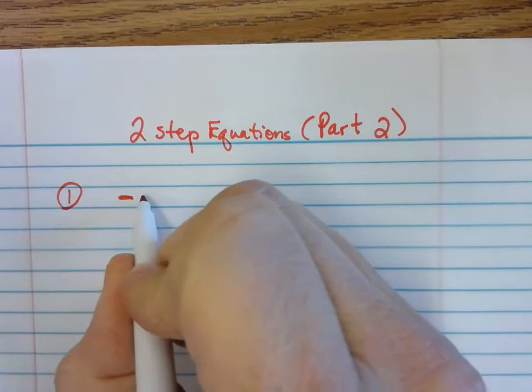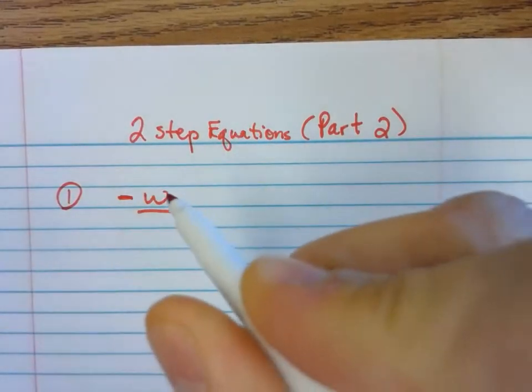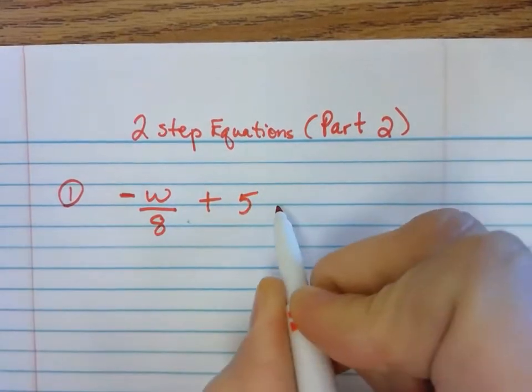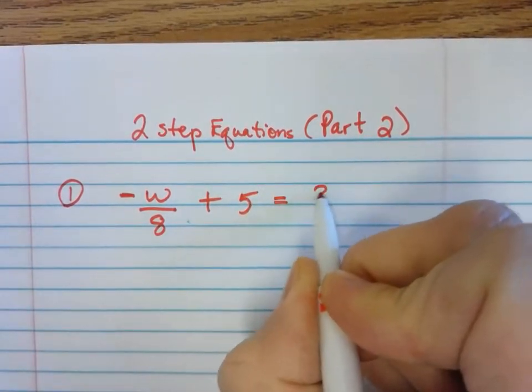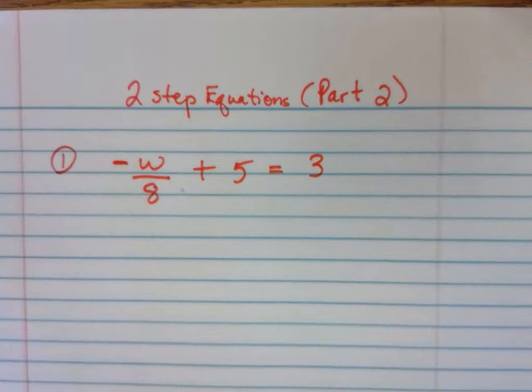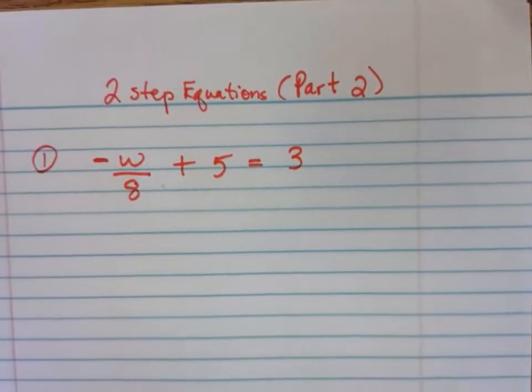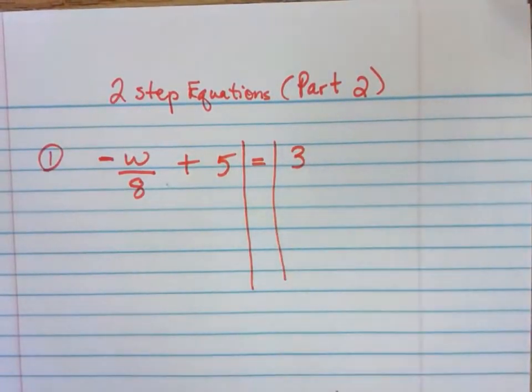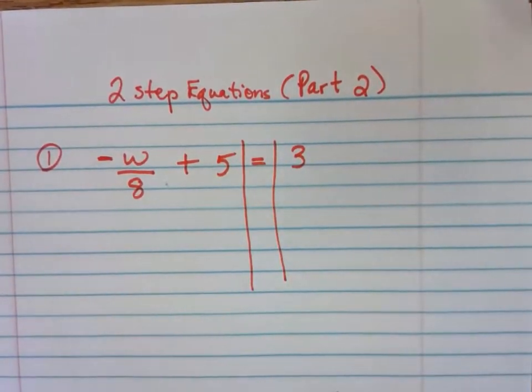We've got negative W divided by 8 plus 5 equals 3. All right, we'll start there. Okay, that looks familiar. So we'll start out with some familiar ground here, and then we'll take it to some new territory. All right, again, I would encourage you to do the train track method. All right, let me get me some other colors here. So we're ready to go.